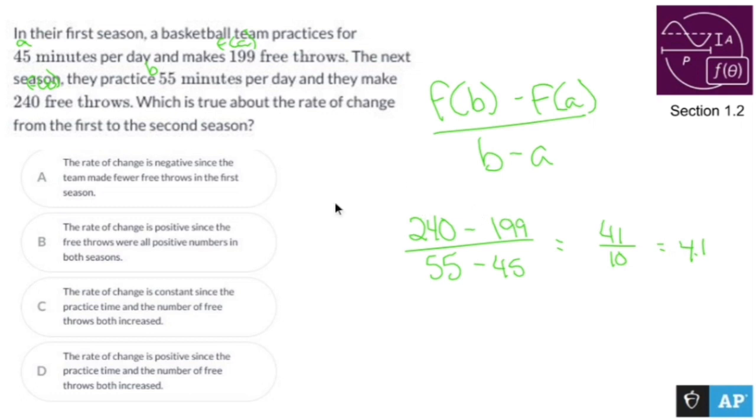So let's figure out what we're supposed to do. The rate of change is negative. No. The rate of change is positive since the free throws were all positive numbers in both seasons. Well, free throws are always going to be positive, so that's not why it's positive. You're not going to have negative free throws.